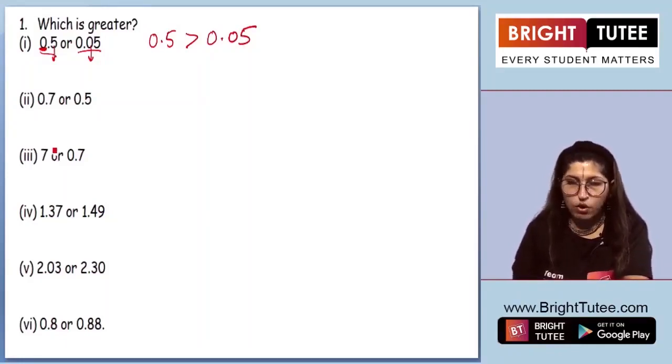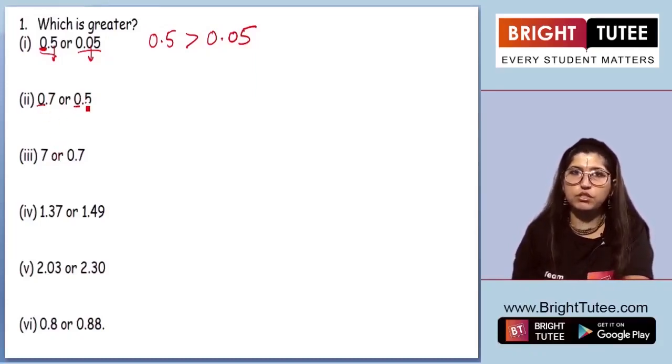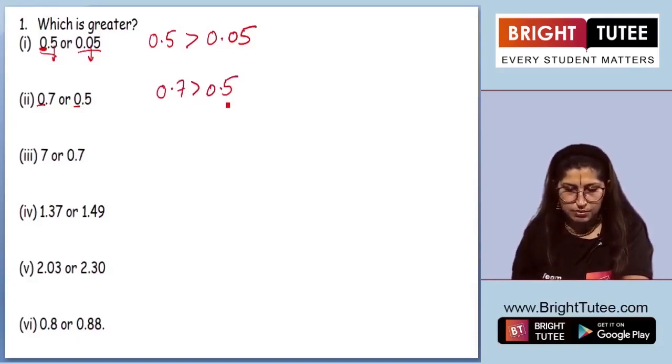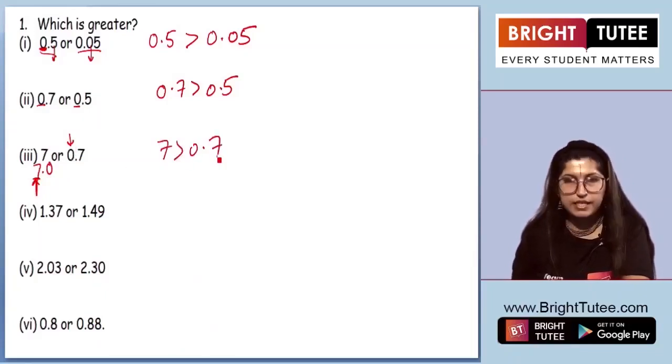Now we have 0.7 or 0.5. To check, in the same way, we have 0 on the left side of the decimal point, so we're moving on to the right hand side. We know 7 is greater than 5. That means 0.7 is greater than 0.5. Moving on to the next part, it says 7 or 0.7. Now if I check, we can't see any decimals, so if it's only 7, we can say that it is 7.0. If I check the left side of the decimal point, we have 0 here and 7 here. So ultimately, we got 7 which is greater than 0.7.